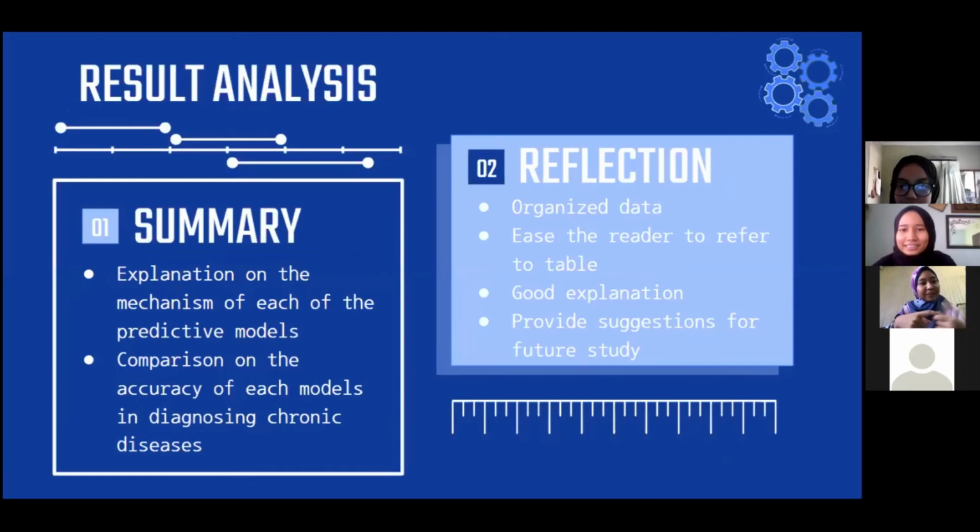Thank you, moderator. In my point of view, I would find this article is a great reference for future study. Why would I say that? It is because as I was reading through the whole article, I found that it was organized in a neat manner. For example, for the result analysis, the writers did an amazing job in defining and explaining the mechanism of each and every model used.